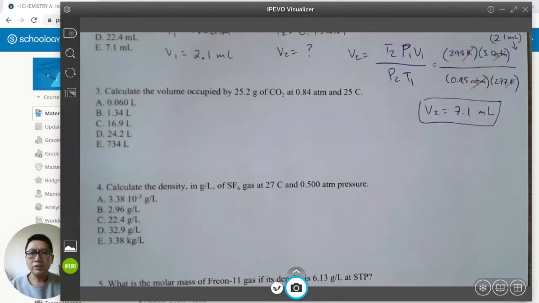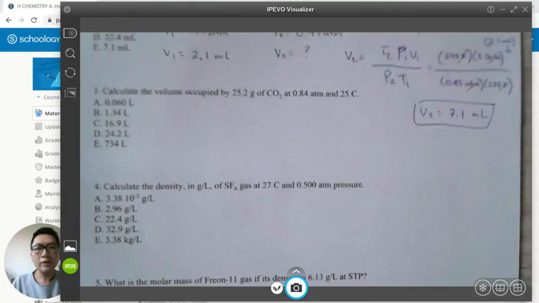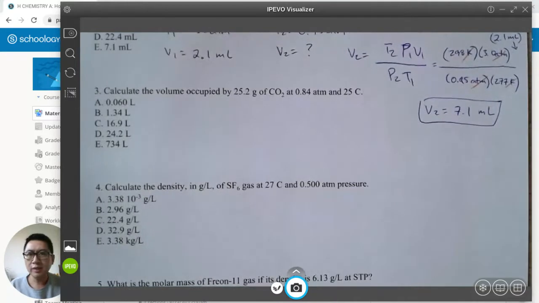Okay, now let's do problem number 3 right here. Let me make sure it's zoomed in. Question number 3 says, calculate the volume occupied by 25.2 grams of carbon dioxide at 0.84 atmosphere and 25 degrees Celsius. Okay, so let me just start with the givens.